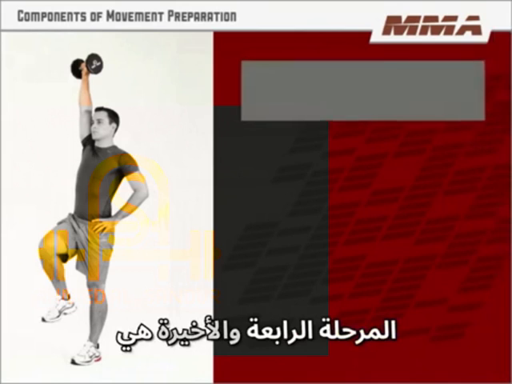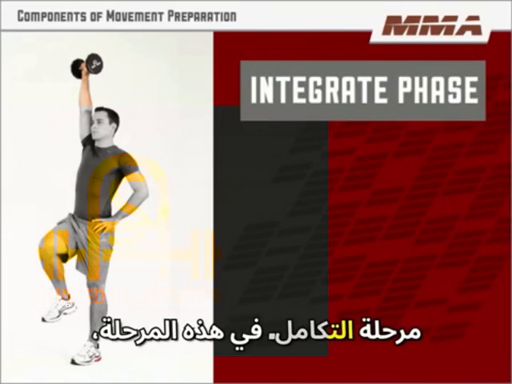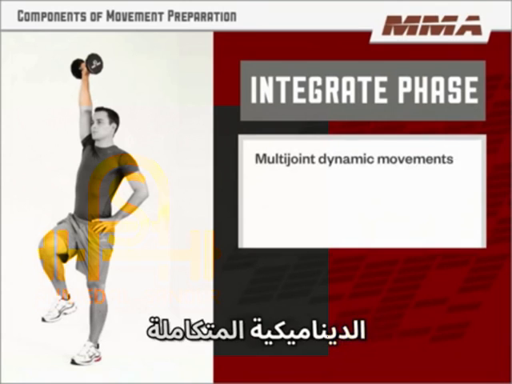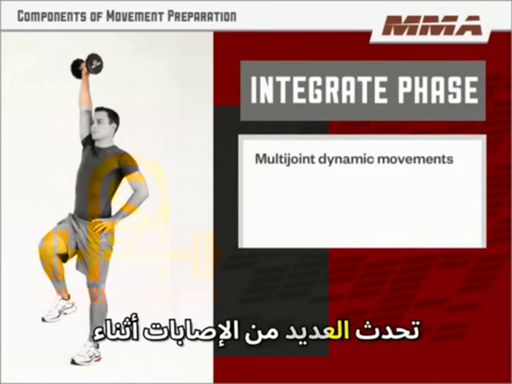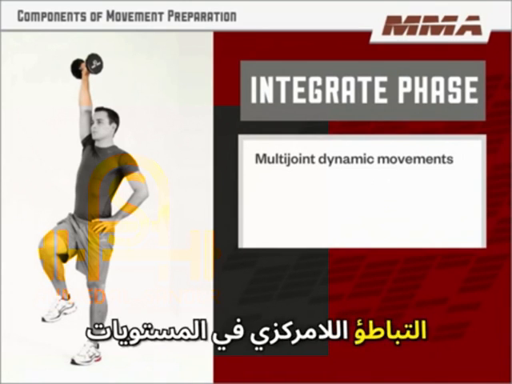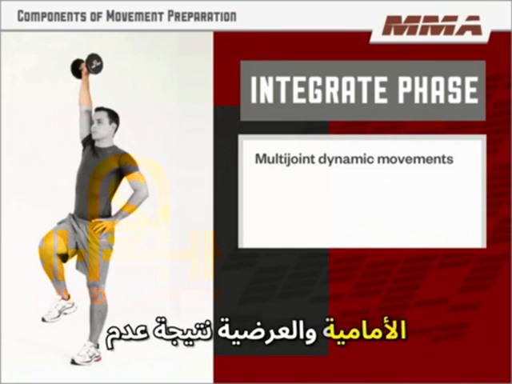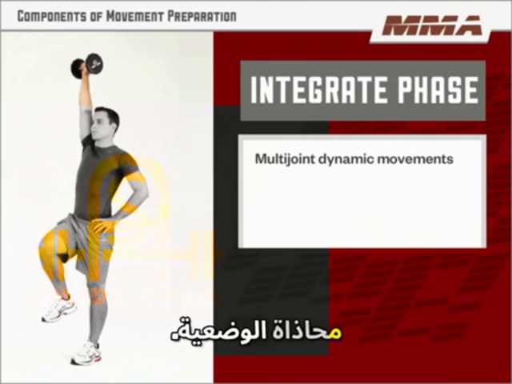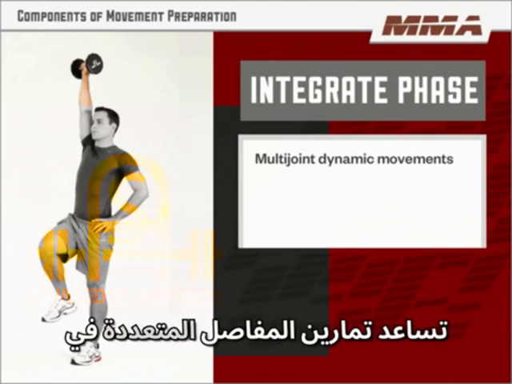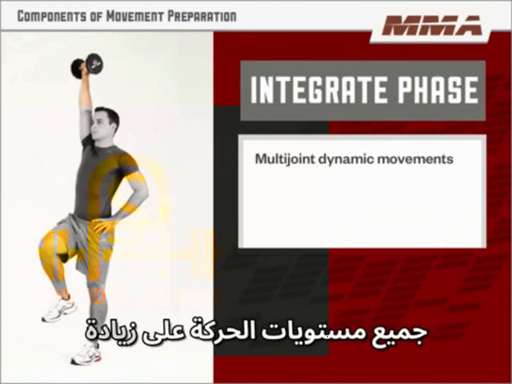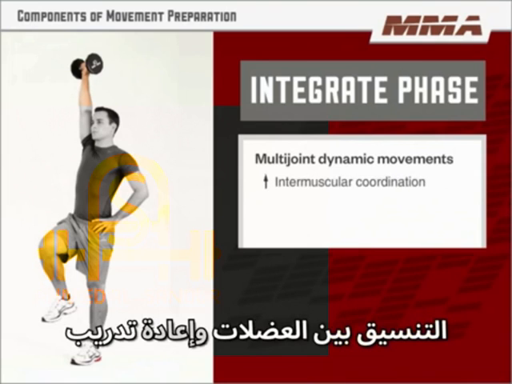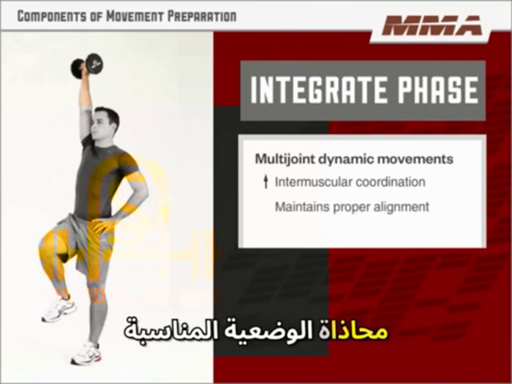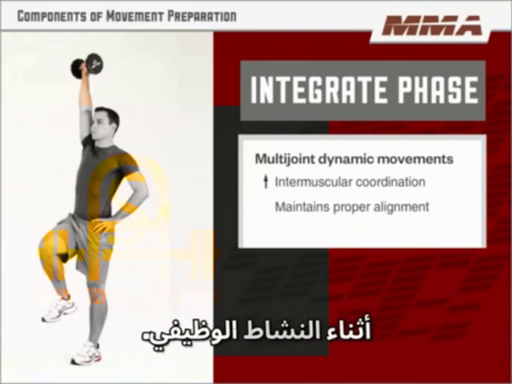The fourth and final phase is the integrate phase. For this phase, a client uses multi-joint integrated dynamic movement techniques. Many injuries occur during eccentric deceleration in the frontal and transverse planes as a result of the inability to control postural alignment. Multi-joint exercises in all planes of motion help increase intermuscular coordination and re-educate the neuromuscular system to maintain proper postural alignment during functional activity.